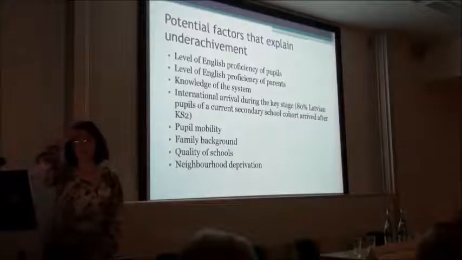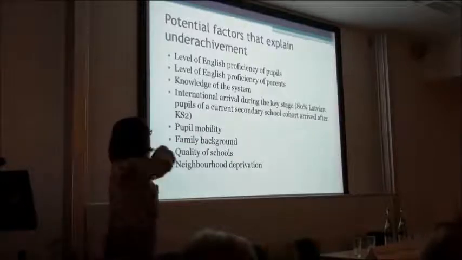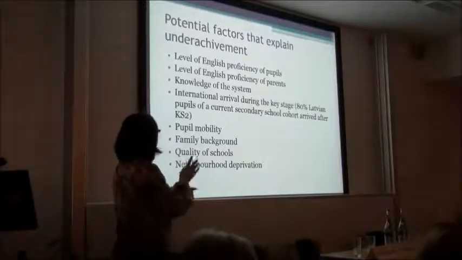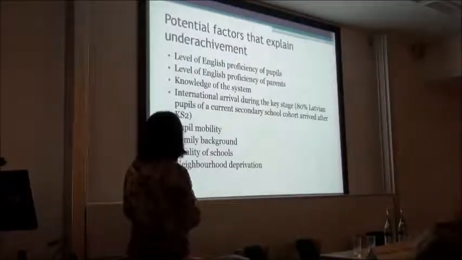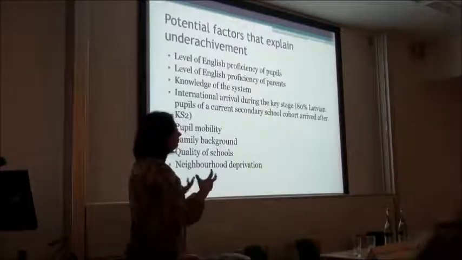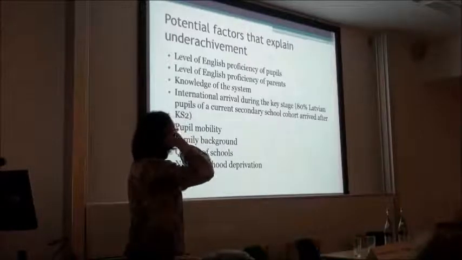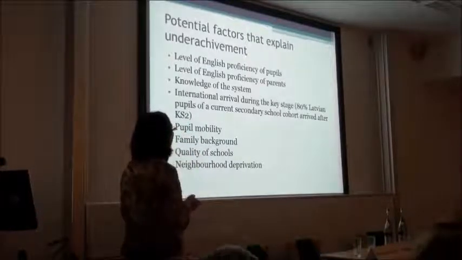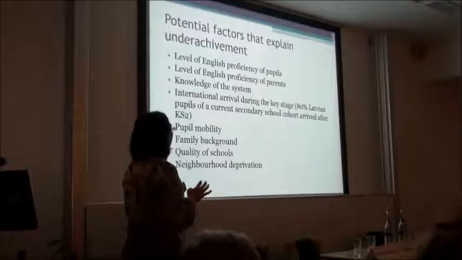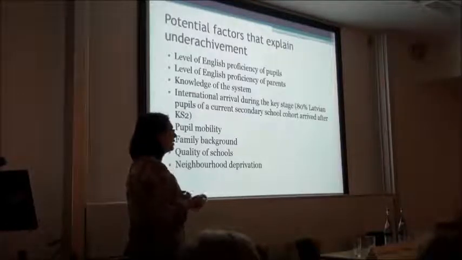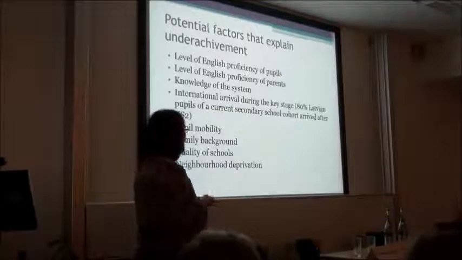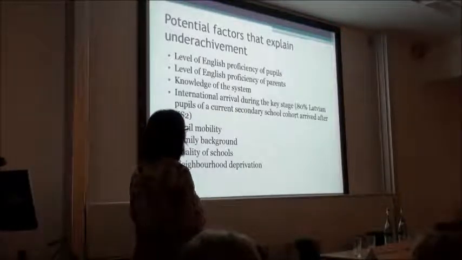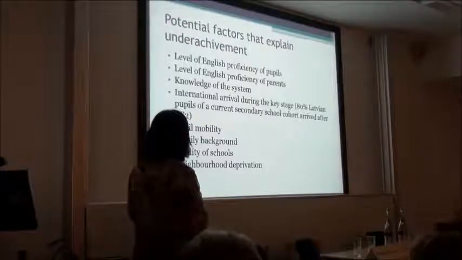So, potential factors that explain underachievement. You can look at levels, obviously. Language is the first one, both of parents and children. Then knowledge of the system. The British or English educational system is quite elaborate, in the sense of which school your child goes to and how you do it, the whole primary, secondary. So it's just to know the system and how it works.